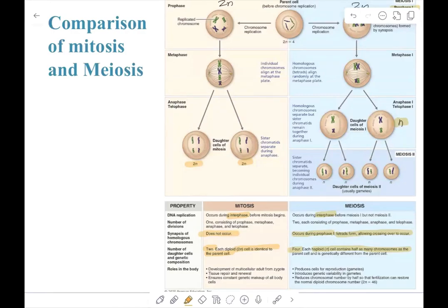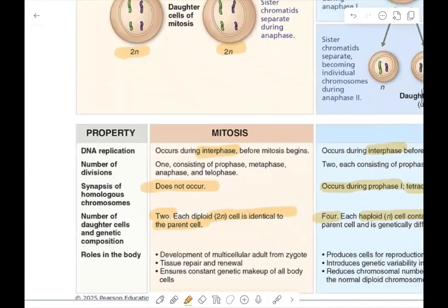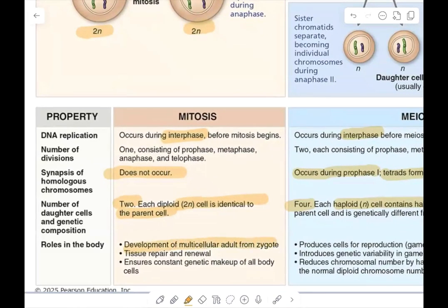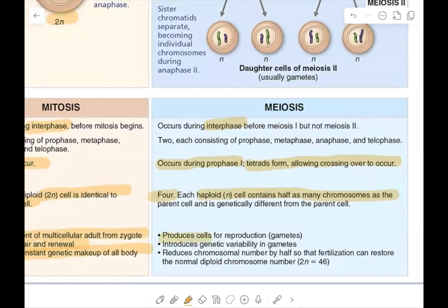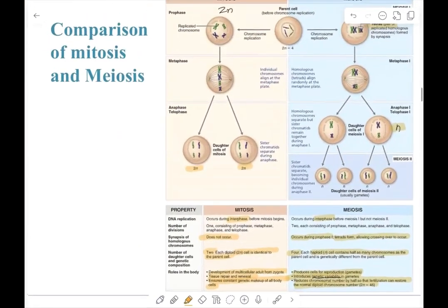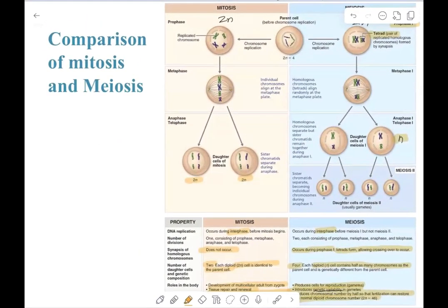So the role of mitosis in the body is that it plays a role in development of a multicellular adult from a zygote. Tissue repair and renewal ensure that there's constant genetic material in all the body cells. But meiosis produces cells for reproduction, which are gametes. It introduces genetic variability, which is super, super important. It reduces the chromosome number by half, so that during fertilization, the normal diploid zygote is going to have a diploid number of 46. So that will conclude our discussion of meiosis.